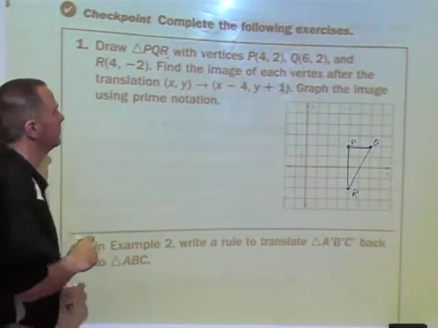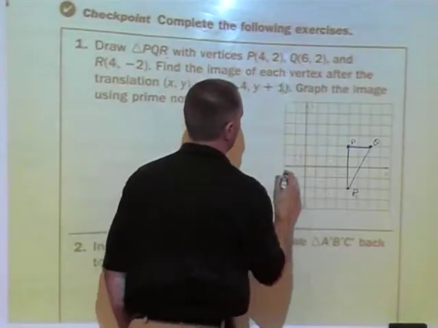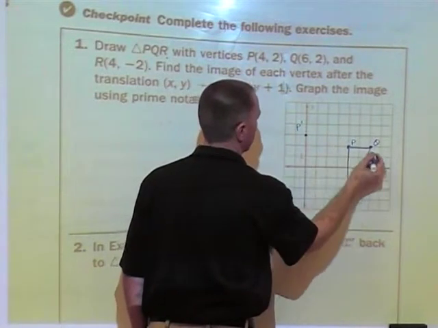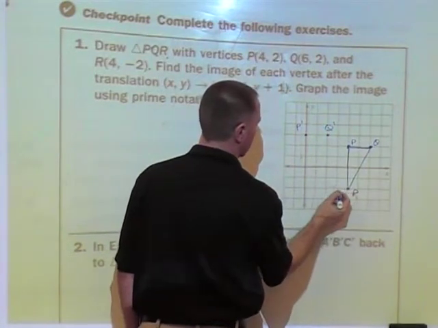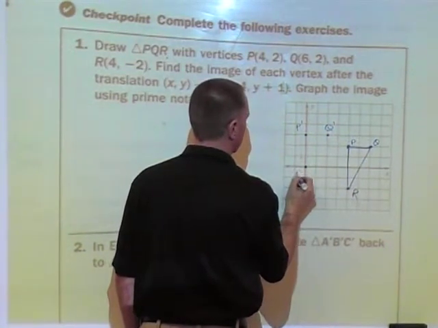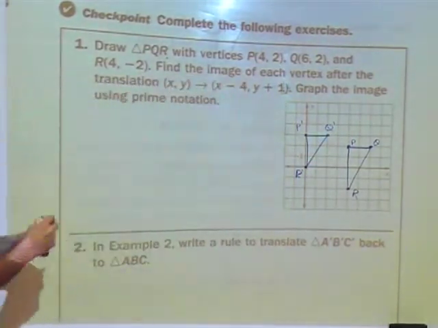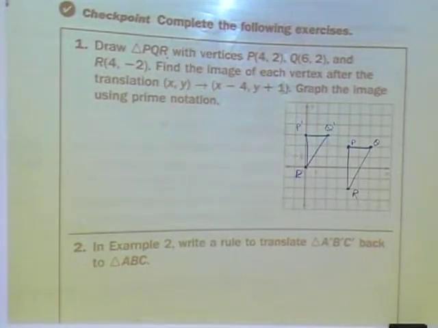There's PQR. Everybody be down here. Yep. Yep. What's it called?